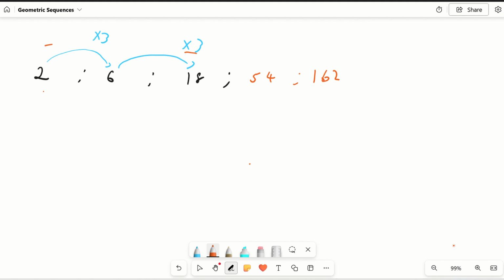So for you to move from 18 to the next one, you have to multiply by 3. 18 times 3 gives us 54. 54 times 3 gives us 162. So this is how we go about it, right? Sometimes, as I always say, you may not see immediately that they're multiplying by 3 between successive terms.